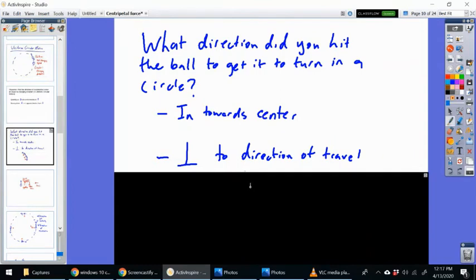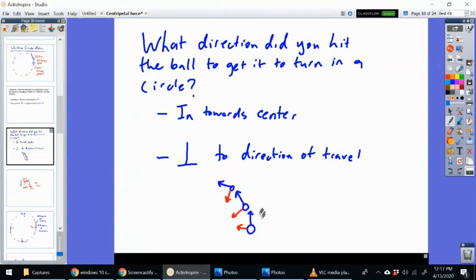Like for example, see this series of pictures right here? So look at this instant right here. See the direction it's traveling is the blue arrow. Here's the direction that I'm going to apply a force. And it is perpendicular to that, all right? So notice now it is turned and see this direction is traveling right here. I'm going to apply a force that is perpendicular to that. And see this direction is traveling here. I'm applying a force perpendicular to that. And notice all these red arrows are all pointing towards some sort of center that looks like it's right about here. All right. So these two things are both describing the same thing.